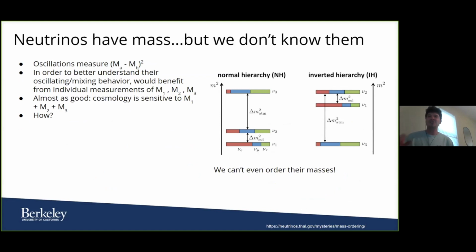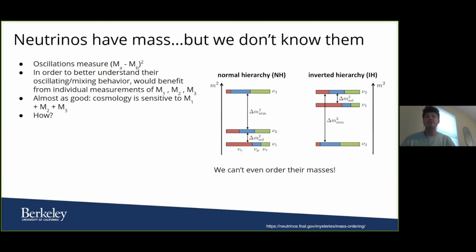It turns out that these oscillation experiments only measure the difference squared between different masses of neutrinos. And so that's not enough in order to reconstruct what the individual masses M1, M2, and M3 are. And it would be really nice to know what these are, because then we would be able to better understand the oscillation properties and the mixing behavior between different neutrino flavors and different neutrino masses, and help to understand this corner of the standard model a little bit better.